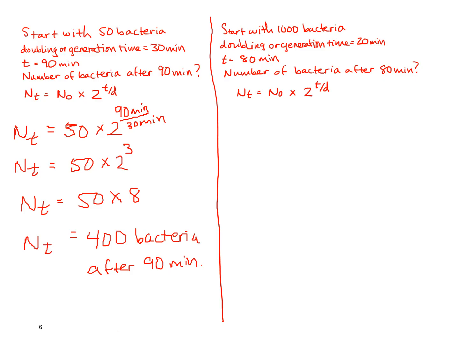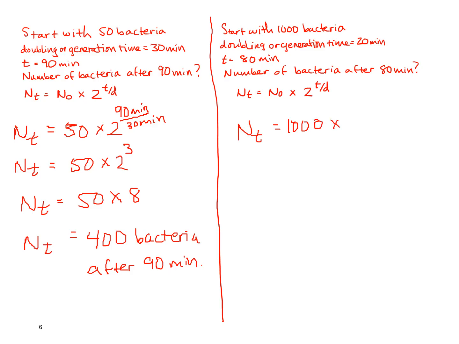Okay, so let's just do another one. So let's say that we start with 1,000 bacteria, and the doubling time for this species of bacteria is 20 minutes. And the time that's passed is 80 minutes. So we want to know the number of bacteria after 80 minutes. So we're just going to solve for n sub t. And n sub 0 is just the number of bacteria we started with. So we had 1,000 bacteria.